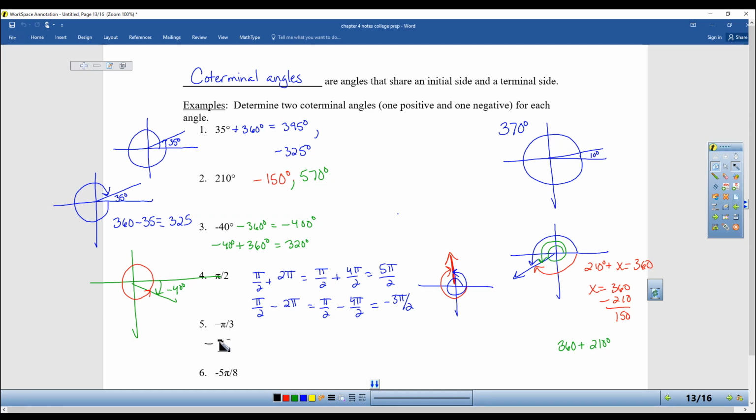But the 2 answers for the next 2 are going to come from doing negative pi thirds plus 2 pi, which is negative pi thirds plus, now we need to change it to 6 thirds. 2 is the same as 6 over 3, and that gives me 5 pi thirds. That's one of the 2 answers. And then negative pi thirds minus 6 pi thirds, so minus 2 pi, but I've already changed the denominator, would be negative 7 pi thirds. Those are my 2 answers for that one.